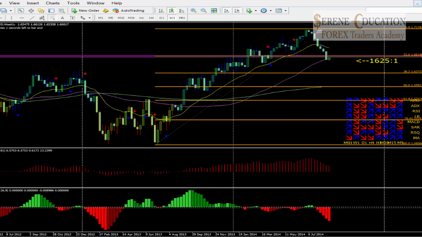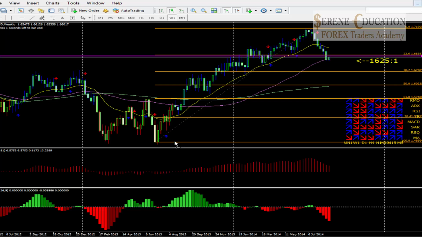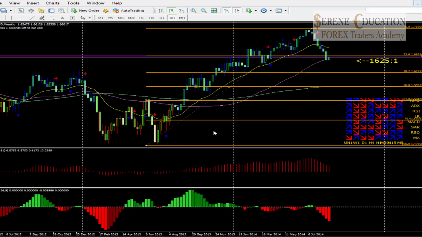If I take a fib retracement level from those lows in 2013 to the current resistance level high that we've seen this year, you'll notice that the 23.6 fib level actually mirrors that monthly institution moving average level. And you can see the 23.6 has been broken over the past 2 weeks.